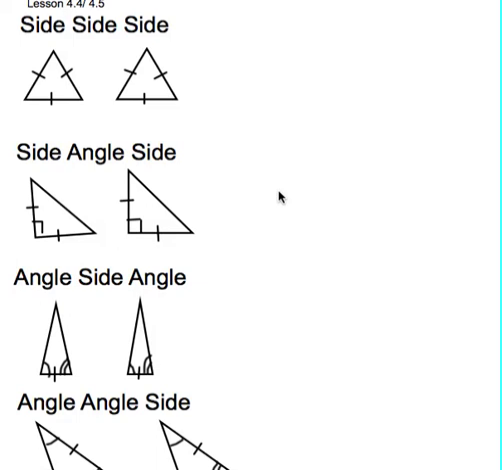Then the final one is angle-angle-side. And you have to check that there is a congruent angle, side, angle, or angle, angle, side. And then if they match on the triangles, then those triangles are congruent.